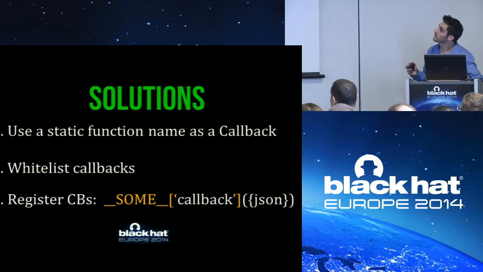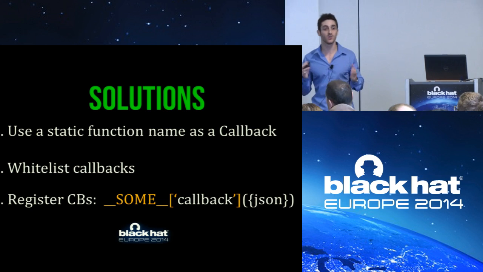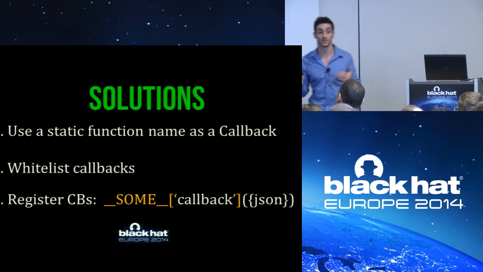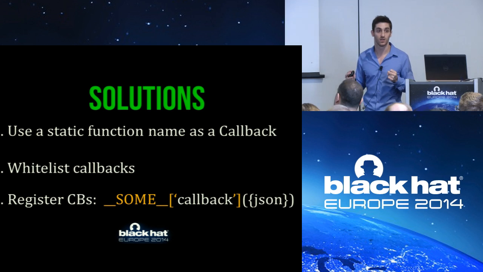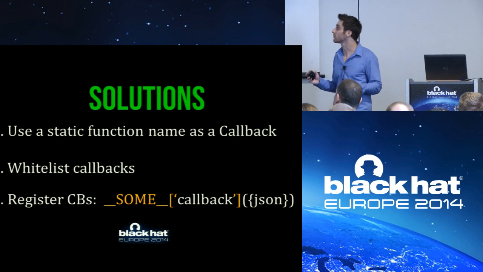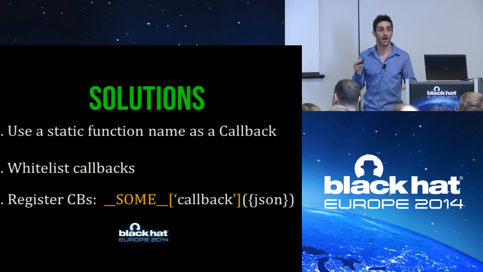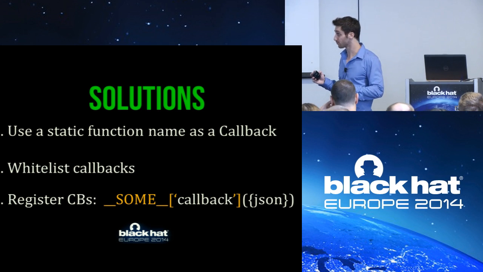Well, the solutions would be never let the users control your callback. In the example you saw on the demo, you actually didn't need to let the people control the callback. Using a static callback value would be an amazing option for you, because then the attack wouldn't take place. You can also whitelist callbacks and allow only the callbacks that you set in advance.